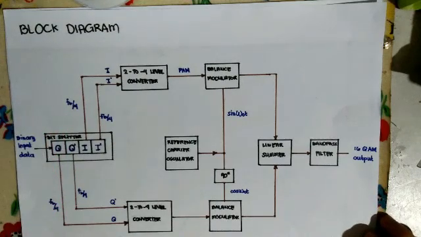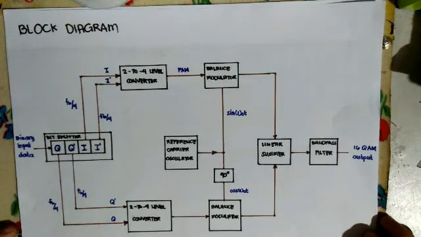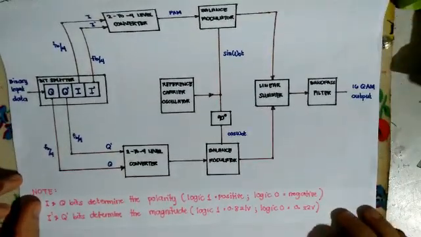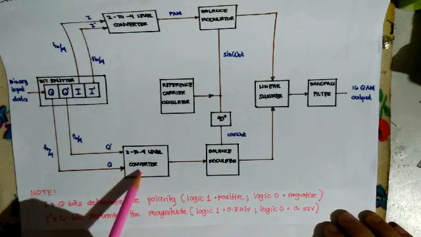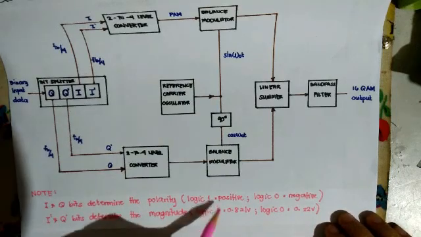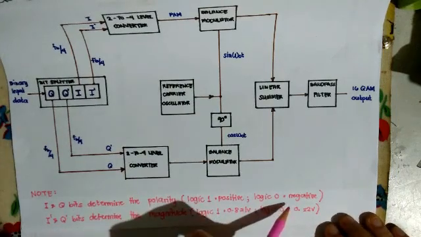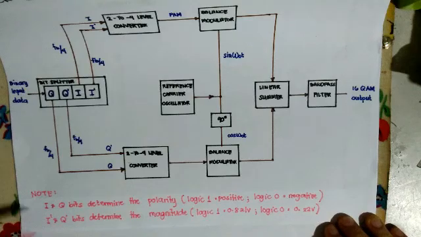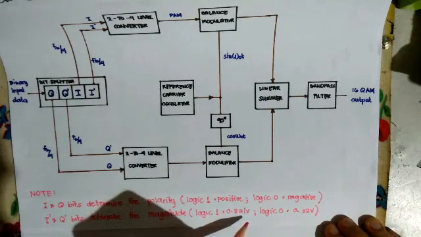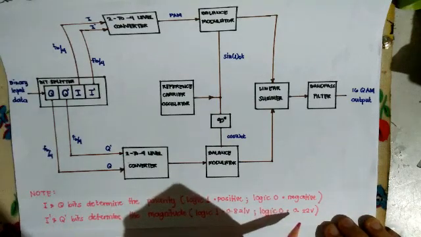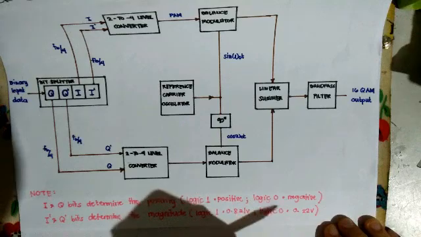And then each bit passes through the 2 to 4 level converter, and the I and Q bits determine the polarity of the output of the 2 to 4 level converter, which means that logic 1 is equal to positive and logic 0 is equal to negative. And thus, the I prime and Q prime bits determine the magnitude of the output, which means that logic 1 is equal to 0.821 volts and logic 0 is equal to 0.22 volts.